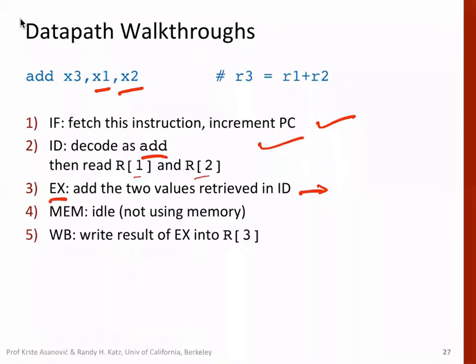that is, add R1 and R2, or the contents of R1 and R2 are added; here X1 is added to X2. Then in this instruction we are not doing anything in memory, because we are not storing a value to memory or reading from memory. We are just writing to a register. So the last phase is WB, writing the result into register R3, which is X3 here. Okay, all right. Any question?